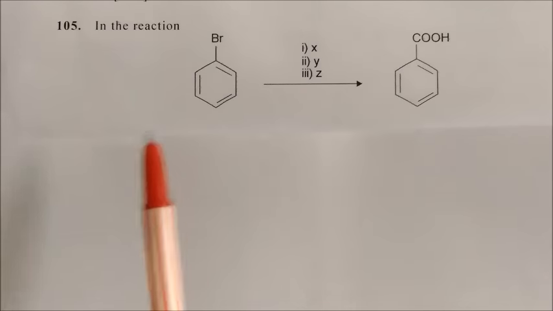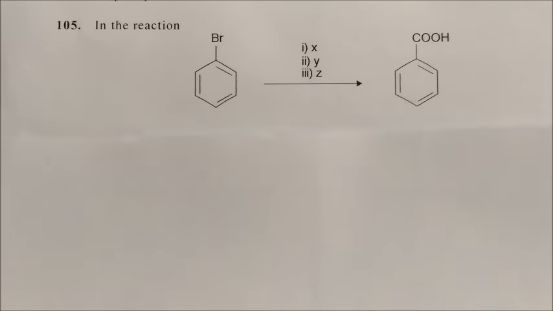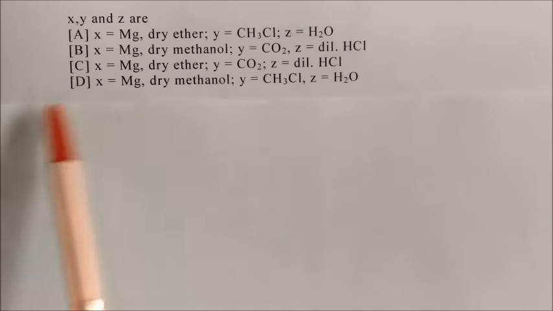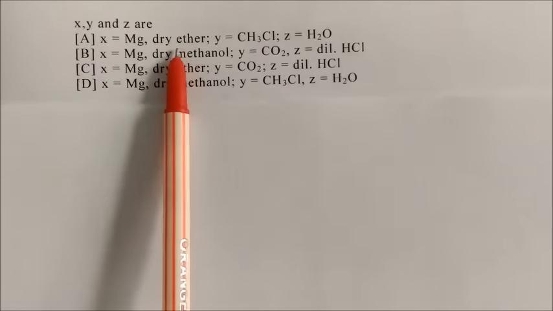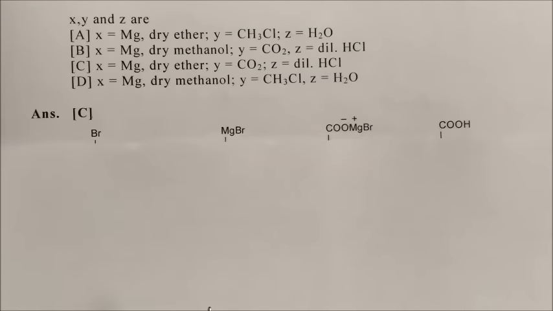So this is the bromobenzene, and we have 3 reagents X, Y, Z and receiving this product. So we have 4 options. So these X, Y, Z are given here. X is the magnesium ether, Y is this one. So which of these 3 possibilities?